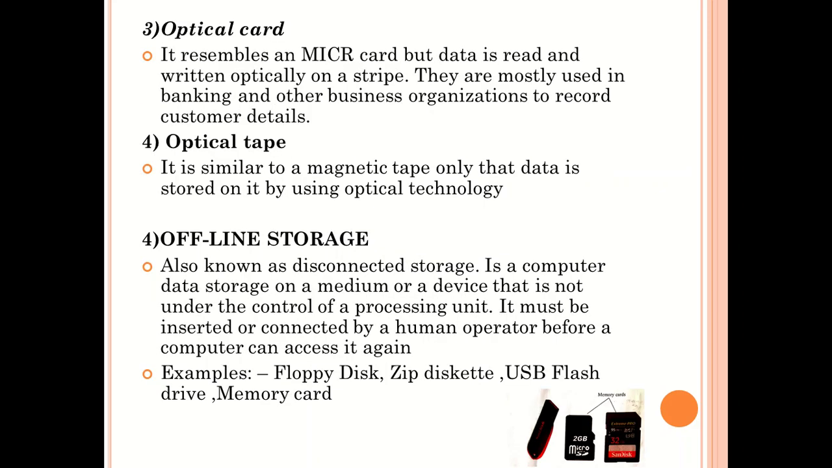Going further, we have what we call the optical card. It resembles the magnetic ink character recognition card, but now data is read and written optically on a strip. They are mostly used in banking and other business organizations to record customer details. So this one is mainly used in the banking sector.